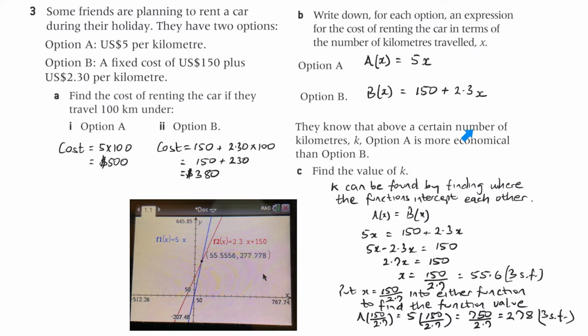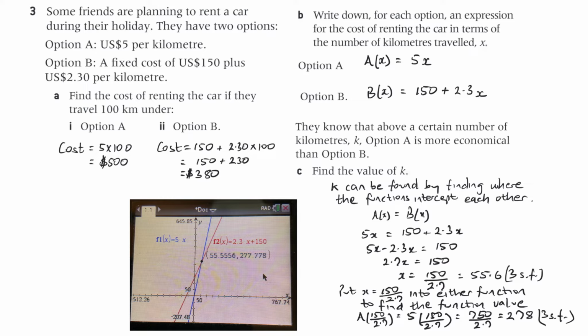They know that above a certain number of kilometres, k, that's when x equals k, option A is more economical than option B. Find the value of k. k can be found by finding where the functions intersect each other. That's how we can find that. Also, I've put in the graphic display calculator, so if you put those both in, it's a lot easier than doing all these sums. So I'd put that straight in the calculator, use analyze graph, find that point, and that's the answer there.